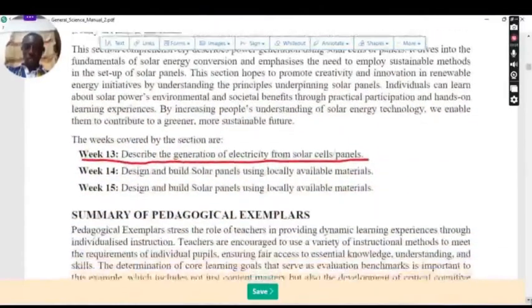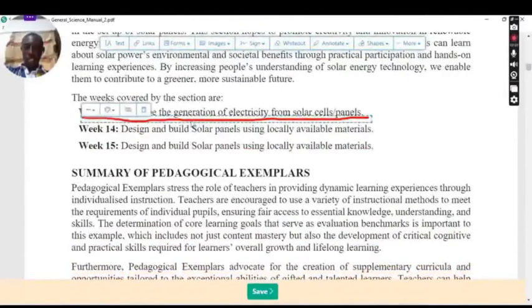Let's go down. Now look at the weeks. Now you see the weeks. These are the LIs for the weeks. So the LI is for specific weeks, but the LO is common. Week 13 there, that is the LI, a specific topic. Week 14, that's a specific topic, like that.